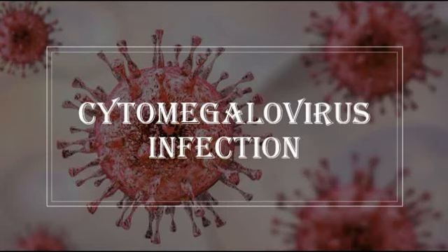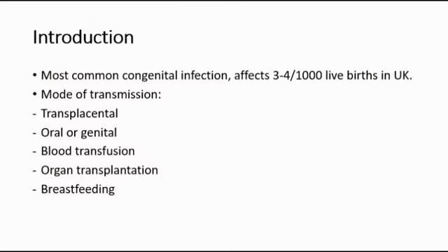Today's topic is about cytomegalovirus infection. So, cytomegalovirus infection is the most common congenital infection, affecting around 3 to 4 out of 1,000 live births in the UK. The modes of transmission are transplacental, which is from the mother to the fetus, or it can be transmitted through oral or genital routes, through salivary or genital secretions, through blood transfusion, organ transplantation, and also breastfeeding.